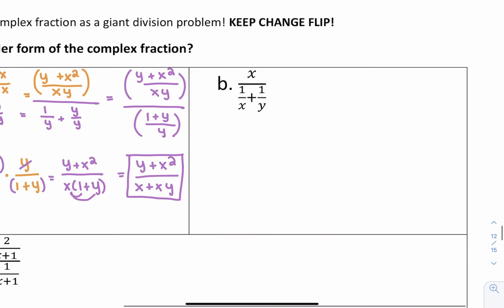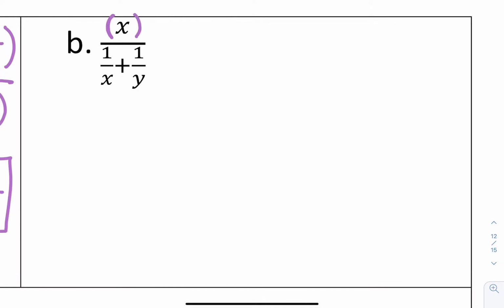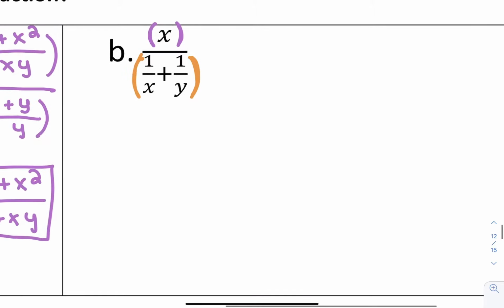Let's look at this next example. In this example, my numerator is just x, and my denominator has two fractions being added together: 1 over x plus 1 over y. In the denominator, my least common denominator will be multiplying the two, so xy. Now I look, what is this first fraction missing? It just has an x in the denominator, so I need to multiply by y over y. My second fraction is missing an x, so I need to multiply by x over x.